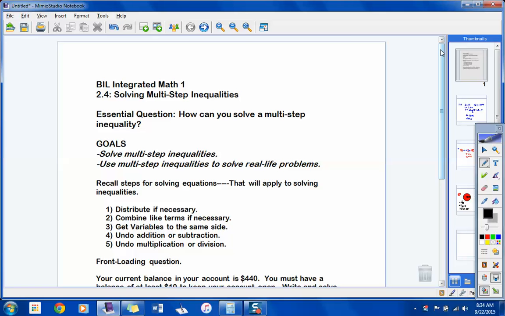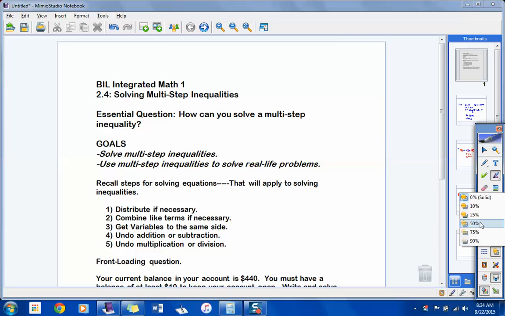Guys, everything that we've been doing in this section is really modeled on everything that we did in the last chapter with equations, so today is no different. We're going to start looking at multi-step stuff, and the multi-step stuff is going to force us to remember some things. But guys, in 2.4, titled Solving Multi-Step Inequalities, our essential question is, how do we solve a multi-step inequality? And some things that we're trying to accomplish here today will be the following.